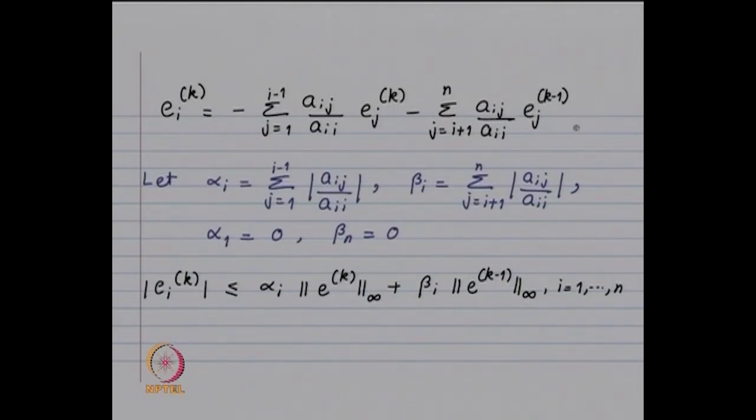And modulus of e_j^k minus 1 will be dominated by norm of e^(k-1) infinity. So, this is the relation we obtain for the error in the case of the Gauss-Seidel iterates. The things are a little more complicated than in the Jacobi method. Now, what we have got is modulus of e_i^k, that means the error in the ith component of the kth iterate.